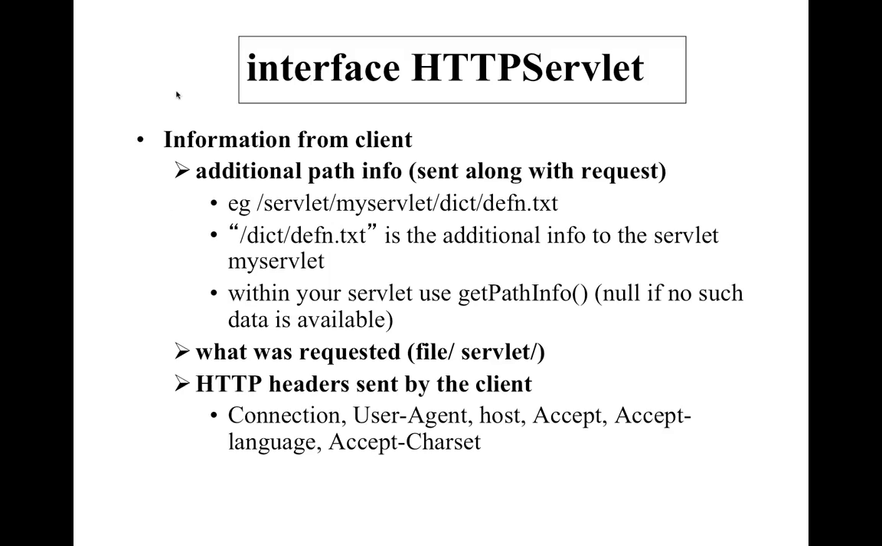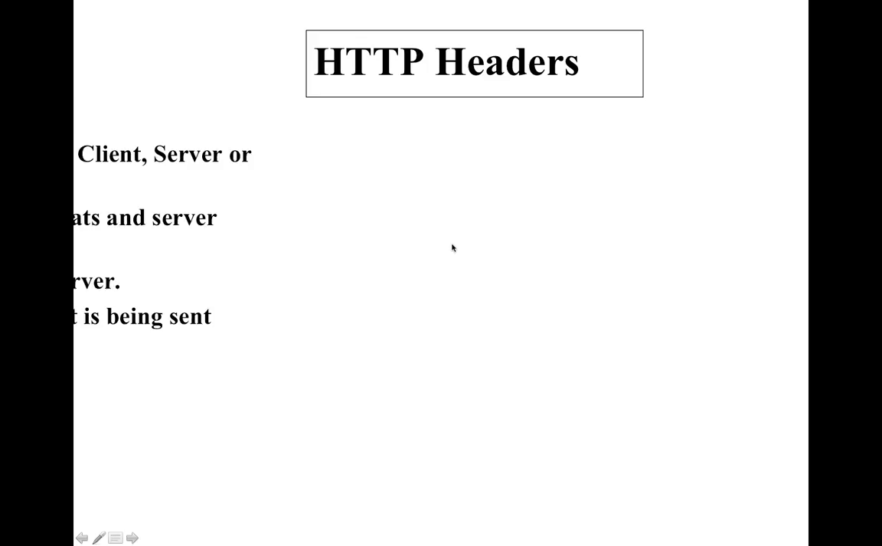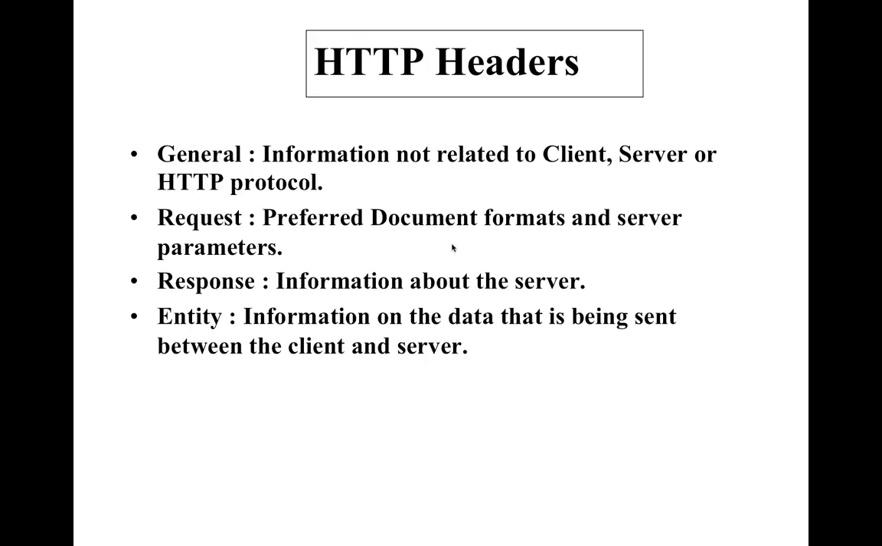If you want to get that path info, you're going to use the method request.getPathInfo. So if you want to see what was requested, you can find out. Then headers, you can find the headers. Information not related to client or server or HTTP protocol can also be part of the HTTP headers. And what is the content that has been passed? What is the content that has been requested?